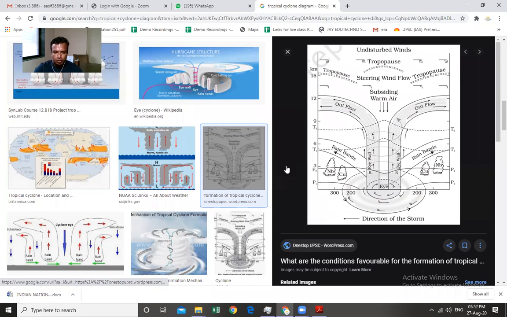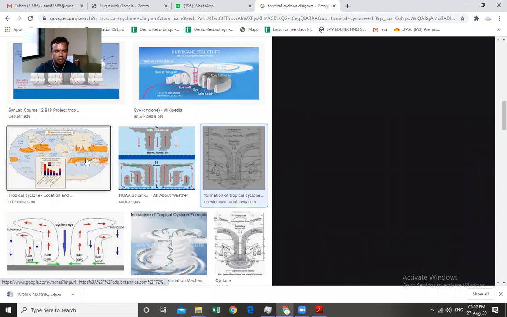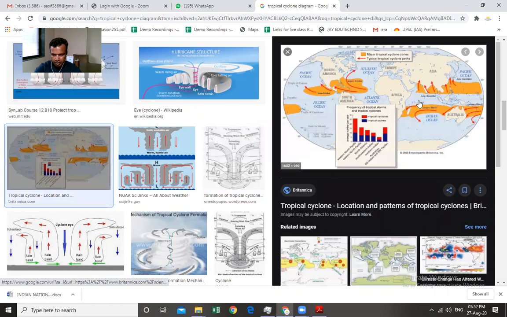So when these cyclones reach the coast, now here you can see the yellow part which has been shown in the world map. The cyclones are shown only in the ocean, because when they reach the continent, they get destroyed because of no supply of moisture in the air mass.